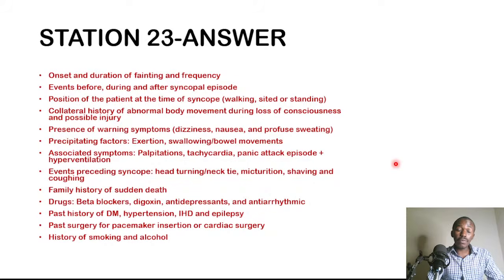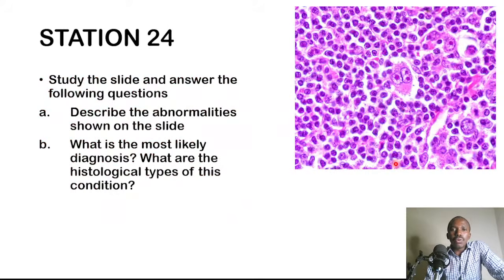And of course, you should also ask about drug history: your beta blockers, your digoxin, your antidepressants, your antiarrhythmic drugs, and of course a past medical history of diabetes, hypertension, ischemic heart disease, epilepsy, all those things. Make sure you ask about them, even a past history of them having a pacemaker, because sometimes arrhythmias can cause someone to faint. And of course a history of smoking and alcohol.